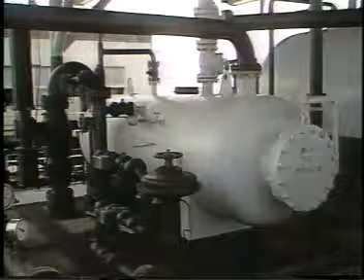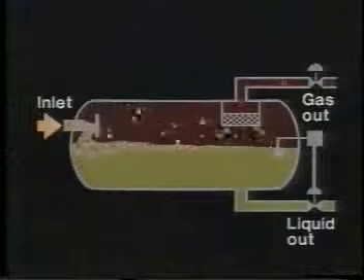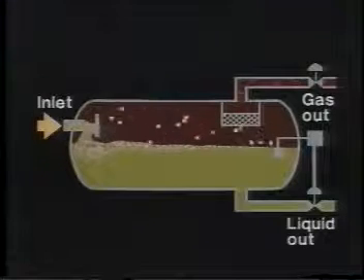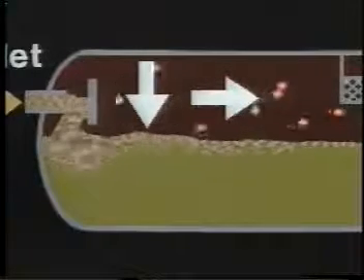Horizontal separators are usually more efficient at handling large volumes of gas. This is because in the gravity settling section of the vessel, the liquid droplets fall perpendicular to the direction of gas flow, and thus are more easily settled out of the continuous gas phase.